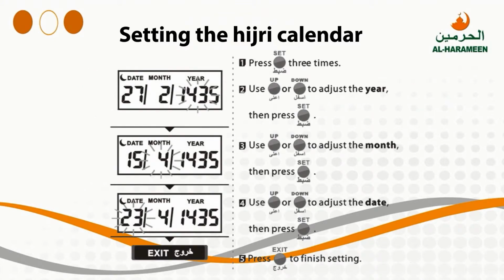1. Press set 3 times. 2. Use up or down to adjust the year, then press set. 3. Use up or down to adjust the month, then press set. 4. Use up or down to adjust the date, then press set. 5. Press exit to finish setting.